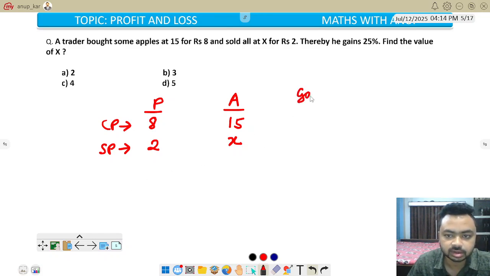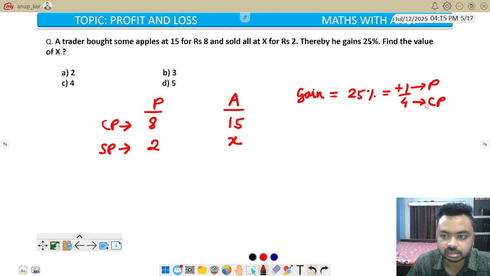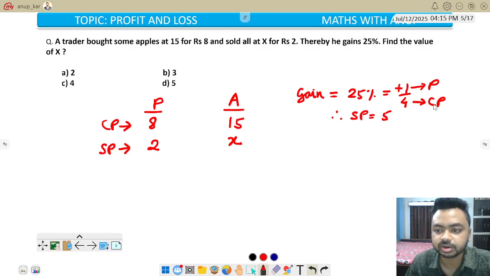So my gain is equal to 25%, which is nothing but 1 by 4. So this is my profit, this is my cost price, and therefore this is the ratio. So my selling price ratio will be nothing but 5, because selling price is equal to profit plus cost price, as I have told in the last demonstration.